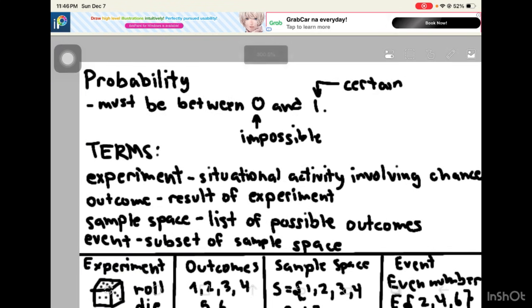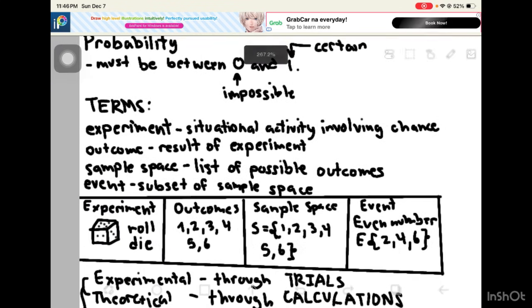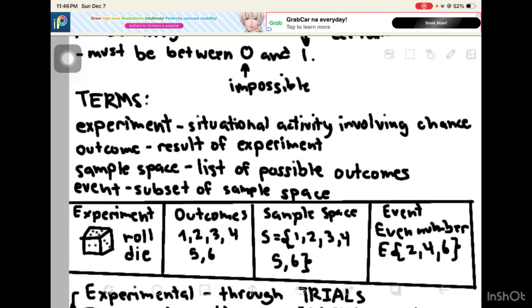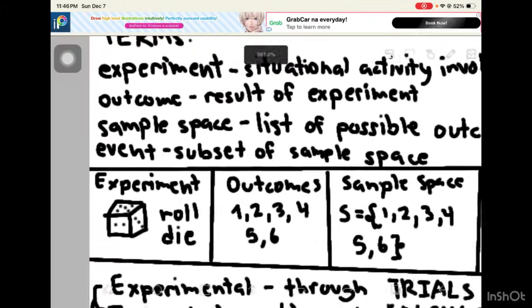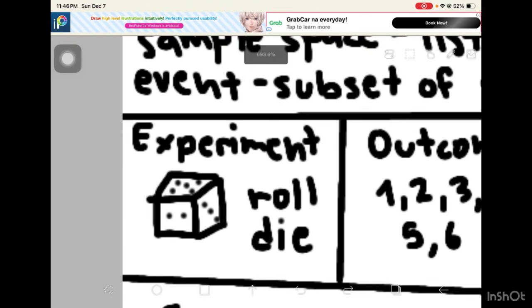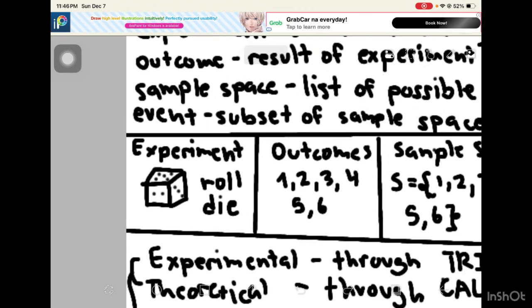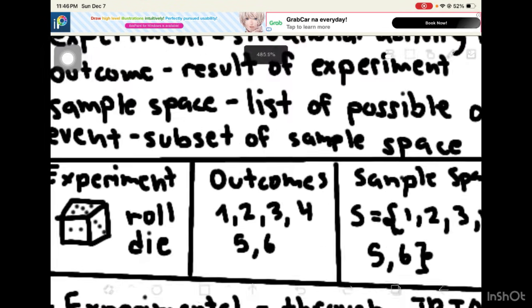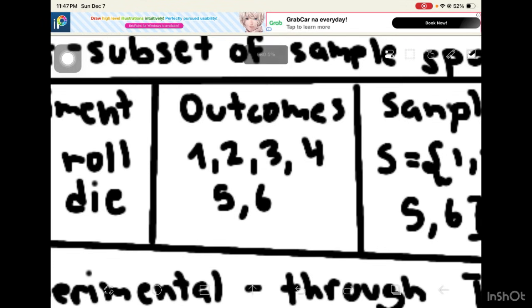So there are a few terms that can get mixed up here. So number one is the experiment. Experiment is a situational activity involving chance. So let's, for example, rolling a die. So that involves chance because there's multiple sides of the die, and it can land in any one of them. Now the outcome is the result of an experiment. So what can be your possible outcome? It can be 2, it can be 6, it can be 3.